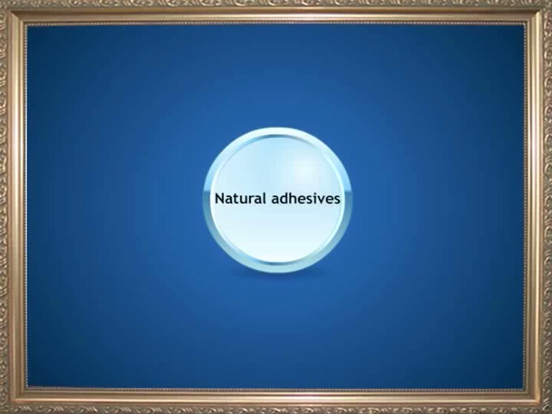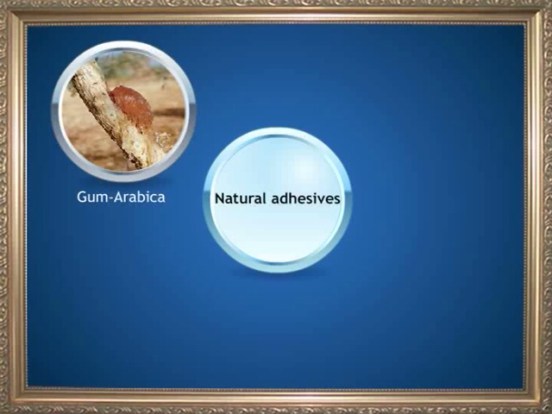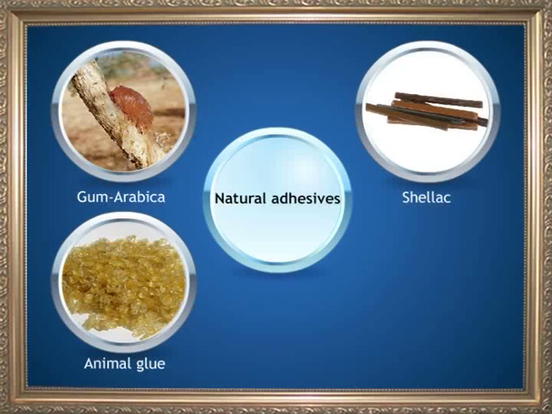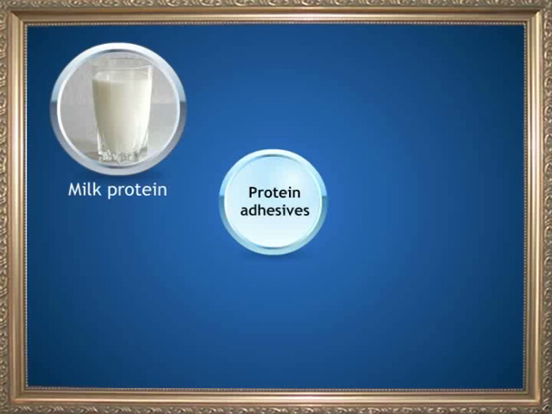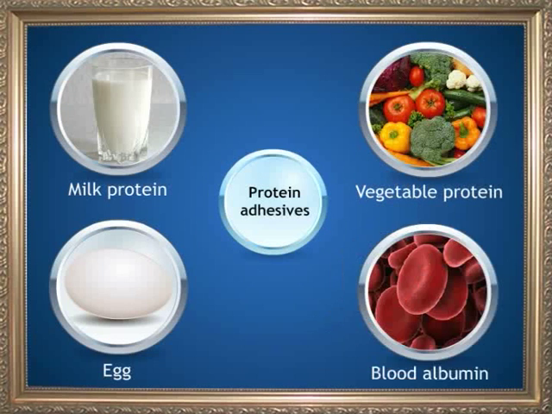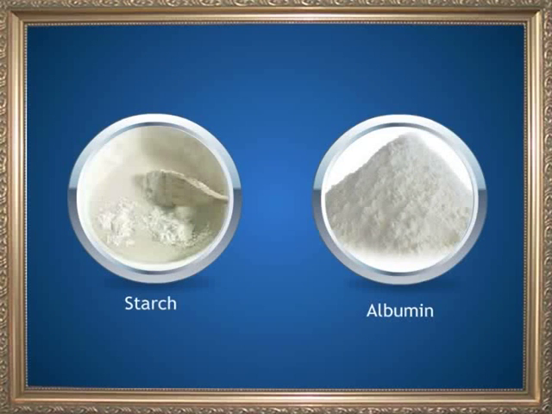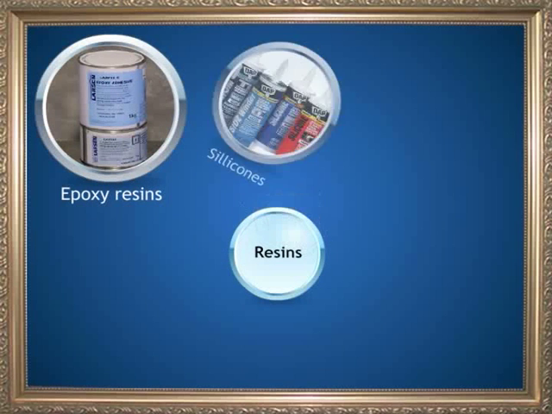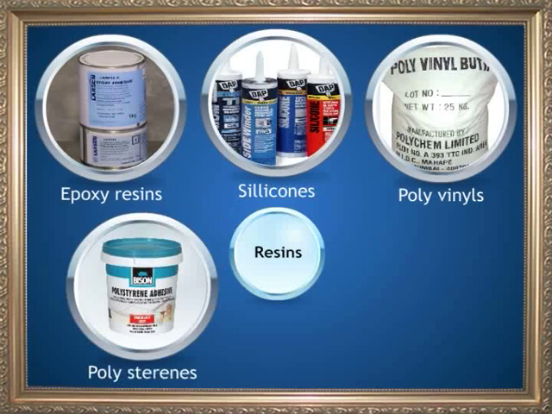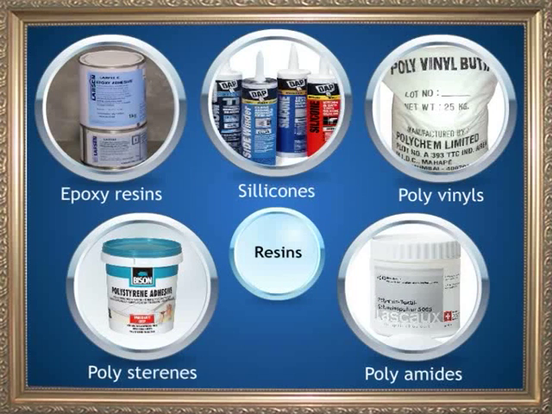Natural adhesives, as the name suggests, are found naturally. Some examples of natural adhesive are gum arabica, shellac, animal glue made from bones of animals, protein adhesives made from milk protein, vegetable proteins, egg and blood albumin, and adhesives made from starch and albumin, etc. On the other hand, resins such as epoxy resins, silicones, polyvinyls, polystyrenes, and polyamides are a few examples of synthetic adhesives.